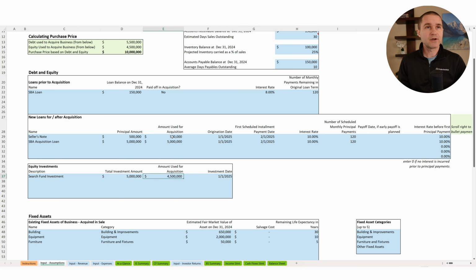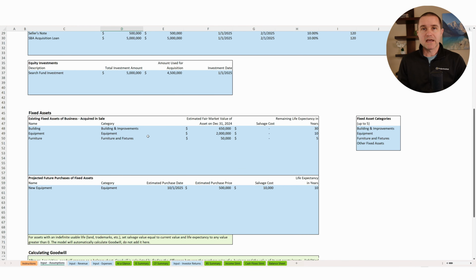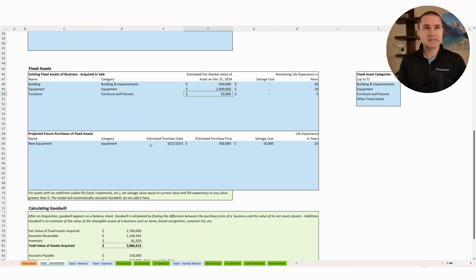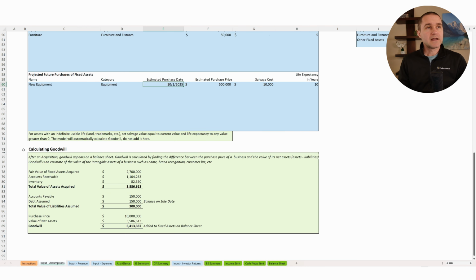So with the seller note at 500,000, 5 million in SBA loan, and 4.5 million in investment, that's going to bring our total purchase price based on the debt and equity up to 10 million. Now let's assume this is maybe a niche manufacturer, and they have a building, and maybe they have some equipment. So $2 million worth of equipment and some furniture. That's their fixed assets. Maybe we expect to upgrade some of the equipment for 500,000 in October of the year that we acquired the business. Now, after entering in all those assumptions, this section of the model will calculate the goodwill that will need to be placed on the balance sheet for the acquisition.